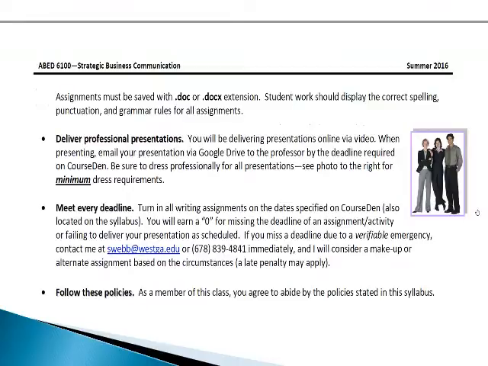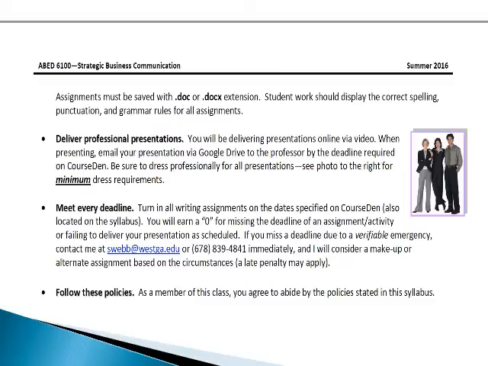The next point would be delivering professional presentations. You're going to be delivering 2 presentations in this course, and you're going to be expected to dress professionally in business professional attire. The picture below here on the syllabus is a minimum dress requirement, but you want to make sure you look as professional as possible.